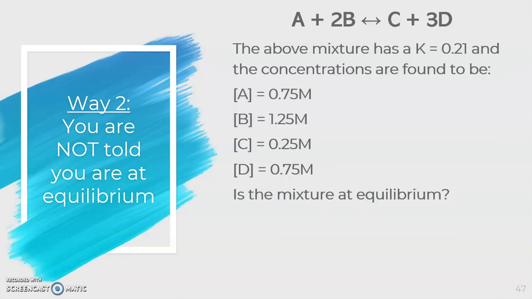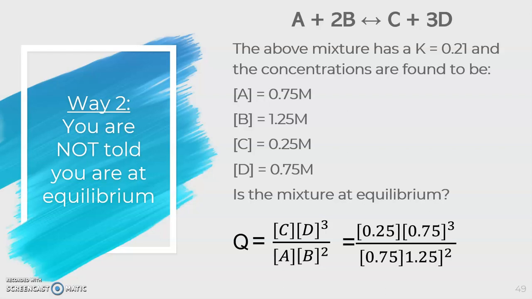Let's take a look at the same equation, but this time the problem has changed. If in the above mixture, K has a value of 0.21, and we're finding that the concentrations are what's listed below, is the mixture at equilibrium? Well, the easiest thing that you can do is to actually calculate the value of Q, the reaction quotient. Notice that it's calculated exactly the same way as K. It's still products divided by reactants, and the coefficients still become superscripts. Fill in those concentrations, and then finally calculate your Q value.